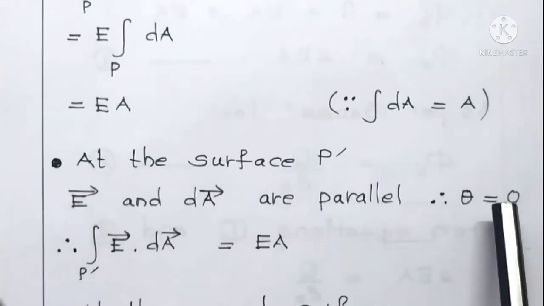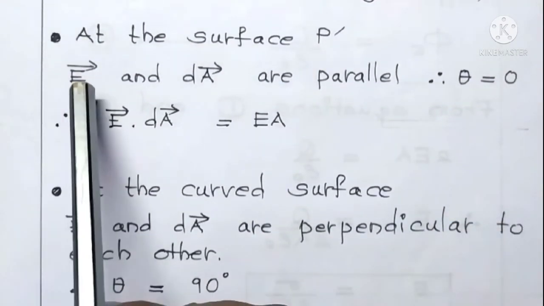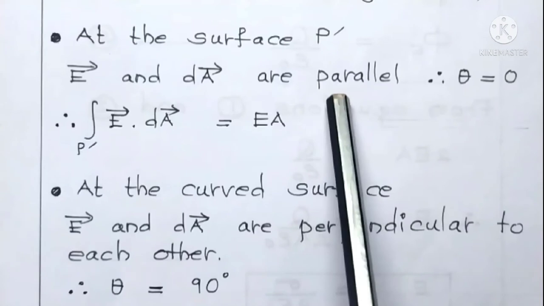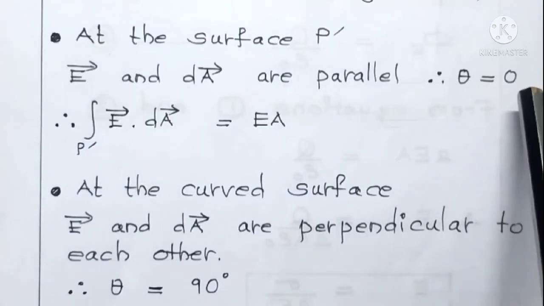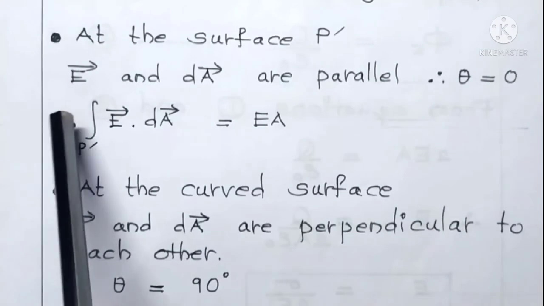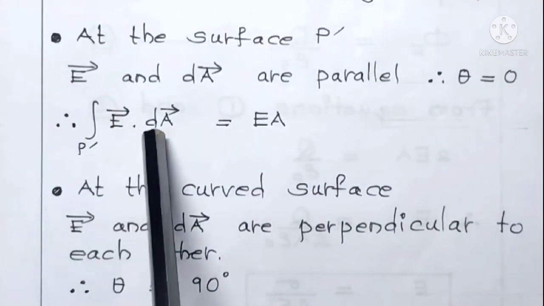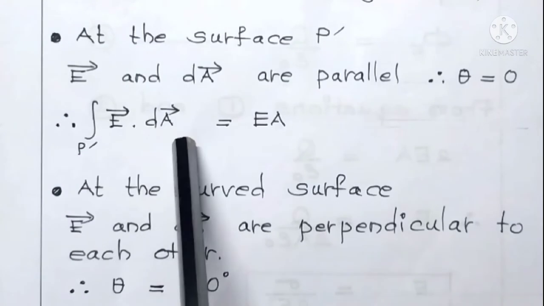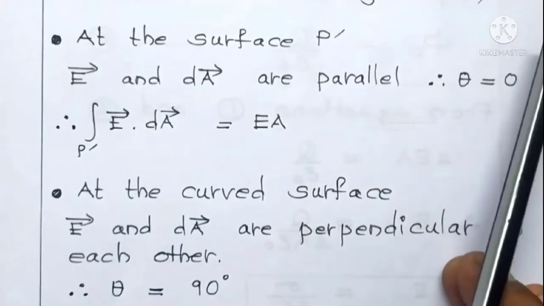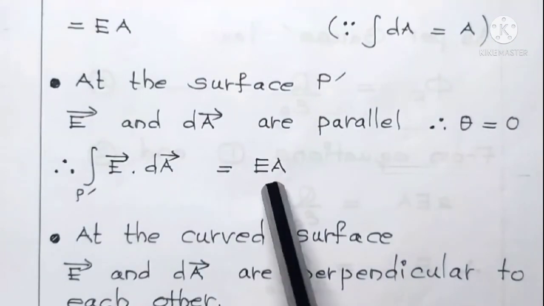Now at the surface P dash. Here also E vector and dA vector are parallel. So theta is equal to 0. So there is no need to do all the steps. We can write, therefore, the integration of E vector dot dA vector at P dash is equal to what we have got in the previous case, EA. The same thing we can write here also, EA.